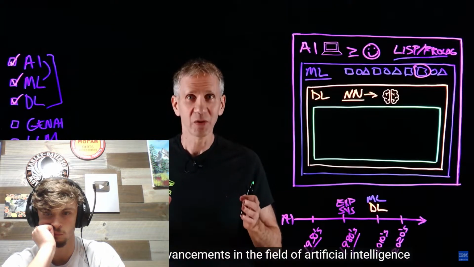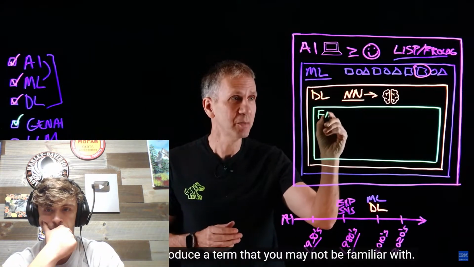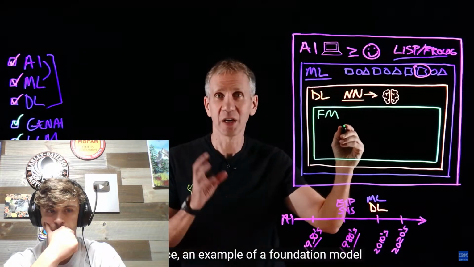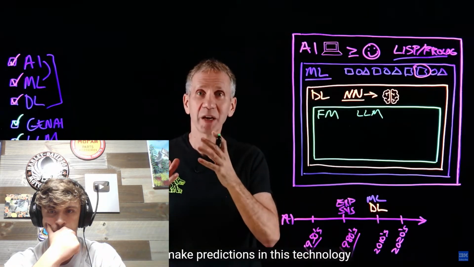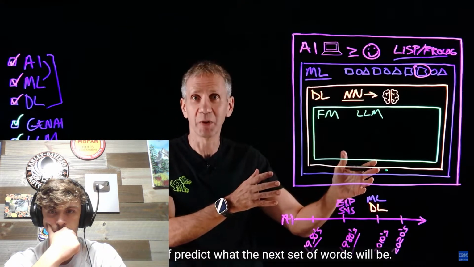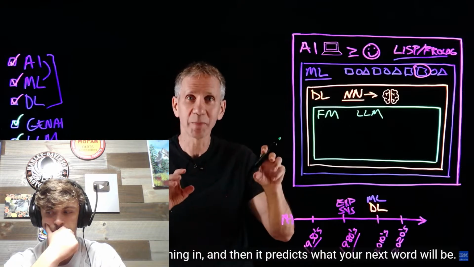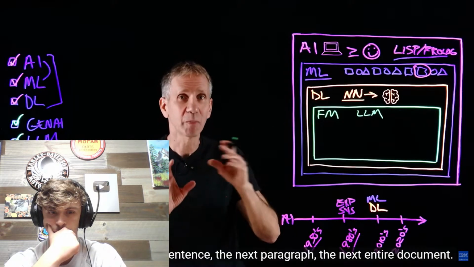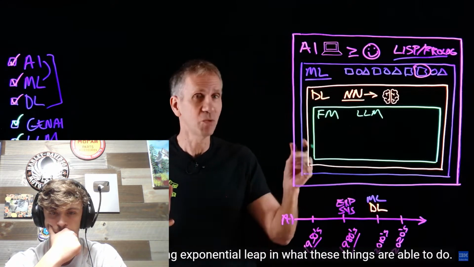The most recent advancements in the field of artificial intelligence all really are in this space, the area of generative AI. Now, I'm going to introduce a term that you may not be familiar with. It's the idea of foundation models. Foundation models is where we get some of these kinds of things. For instance, an example of a foundation model would be a large language model, which is where we take language and we model it. And we make predictions in this technology where if I see certain types of words, then I can sort of predict what the next set of words will be. I'm going to oversimplify here for the sake of simplicity, but think about this as a little bit like the autocomplete. When you start typing something in and then it predicts what your next word will be, except in this case with large language models, they're not predicting the next word, they're predicting the next sentence, the next paragraph, the next entire document. So there's an amazing exponential leap in what these things are able to do.